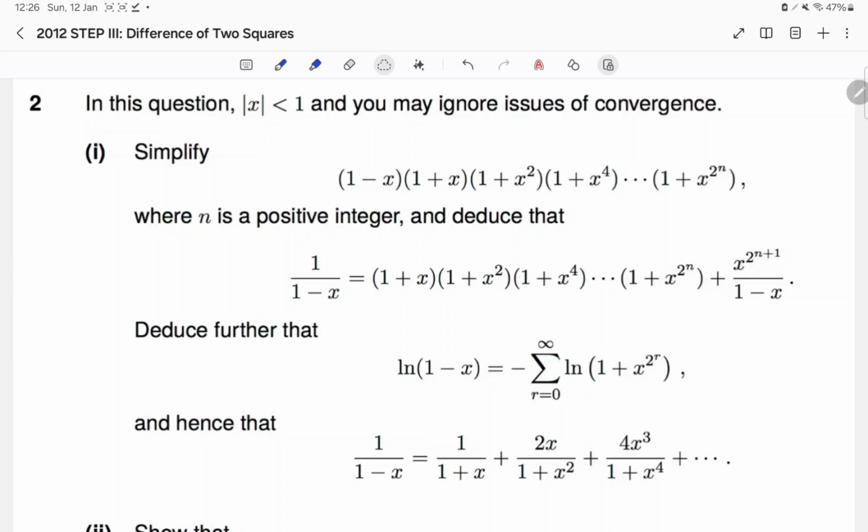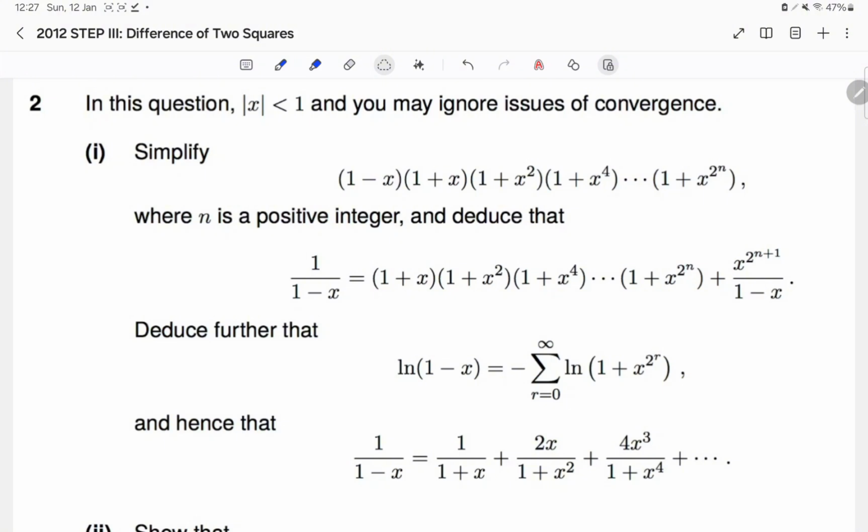Part 1. Simplify (1 minus x)(1 plus x)(1 plus x squared)(1 plus x to the 4), all the way to (1 plus x to the 2 to the n), where n is a positive integer, and deduce that 1 over 1 minus x is equal to (1 plus x)(1 plus x squared)(1 plus x to the 4), all the way to (1 plus x to the 2 to the n), plus x to the 2 to the n plus 1 over 1 minus x.